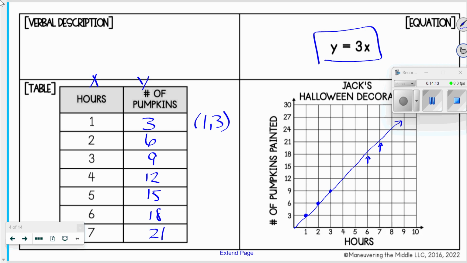The graph, believe it or not, is actually the best one of all of this to tell you your verbal description. Because on the graph, I can say, okay, we're talking about Jack's Halloween decoration. We're talking about how many hours it takes, how many pumpkins he can paint. So from that, you guys give me a full description of what this problem is about.